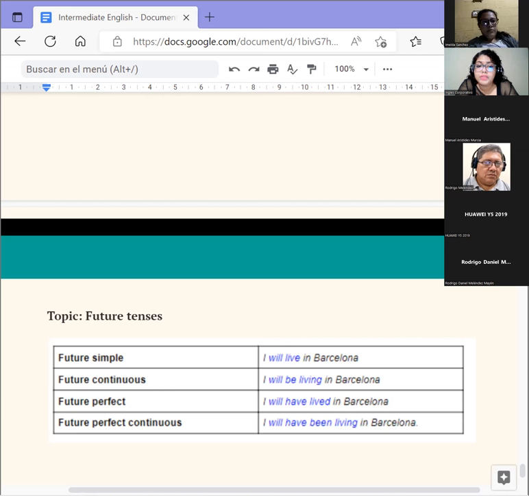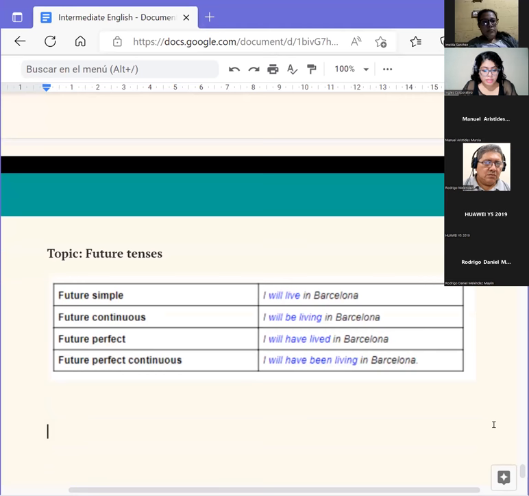So we are going to start with future simple, and we have an example that says, I will live in Barcelona. In that case, we can see that it's very simple because we are just going to use will. But remember that we also have the structure of going to in future. That is used when we are talking about something that is maybe really close to happening. So we are going to start with this topic because we have a lot of information about this future tense.